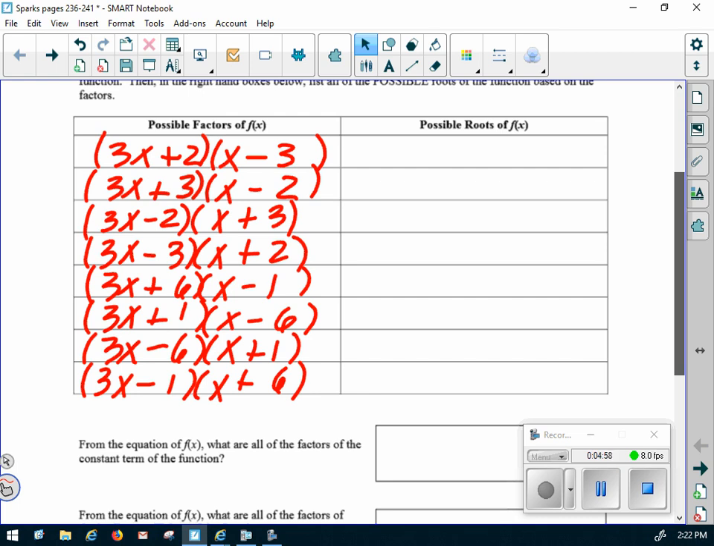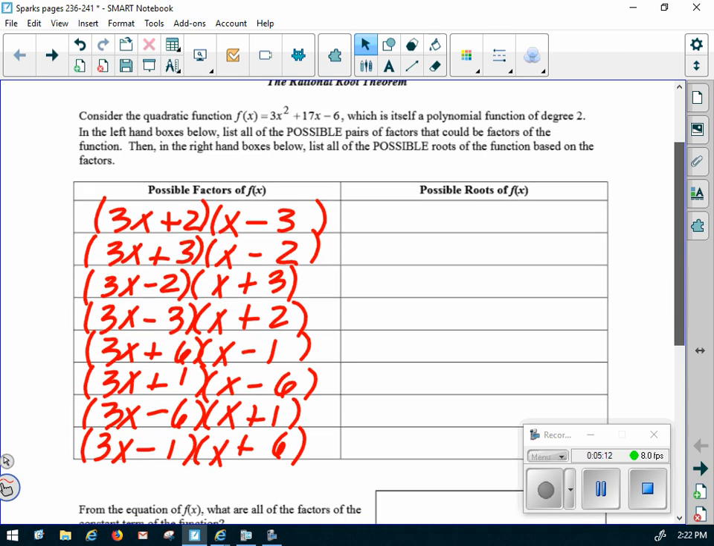Those are all the possible ways that I could do guess and check. And then I'd have to say, well, which one works? Which one gives me 3x squared plus 17x minus 6? The last one. That was not on purpose, I promise.